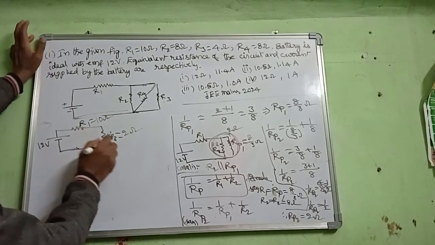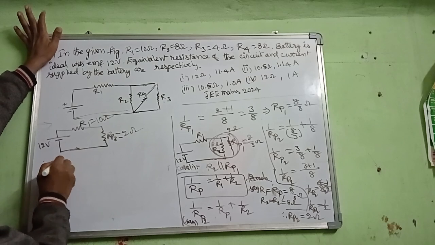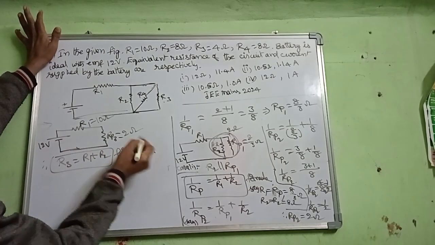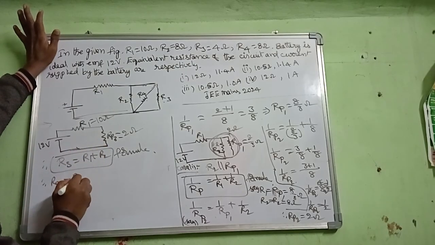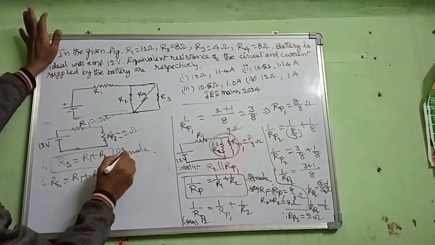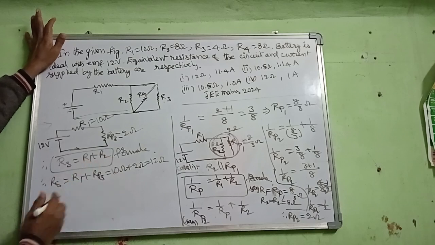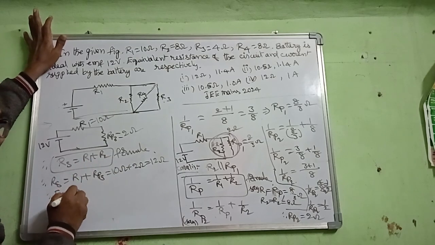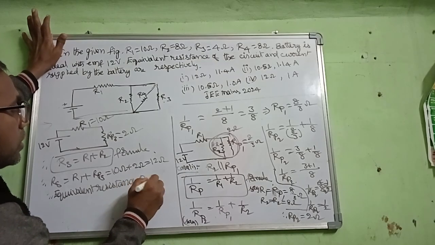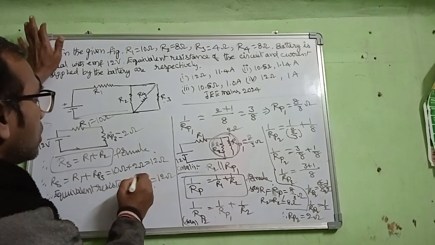Now here R1 and Rp3 are in series. When two resistors are connected in series, what is the formula? Rs equal to R1 plus R2. Therefore Rs equal to R1 plus Rp3, that is 10 ohm plus 2 ohm, equal to 12 ohm. So the equivalent resistance in the circuit, R equivalent, equal to 12 ohm. This is the net or resultant resistance.